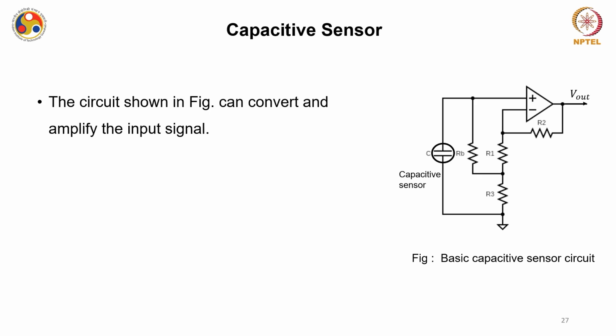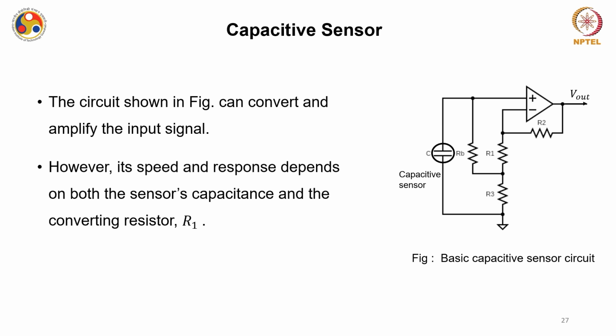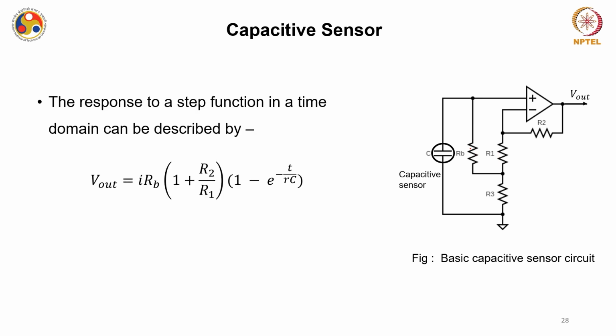The circuit shown over here can convert and amplify, of course, the input signal. However, its speed and response depend on two factors. One is the sensor's capacitance and another is the converting resistance R1. The response of this kind of circuit to a step function in the time domain can be written as V out is equal to I RB into (1 plus R2 by R1) into (1 minus e to the power minus t by RC), where this RC part takes care of the time constant.